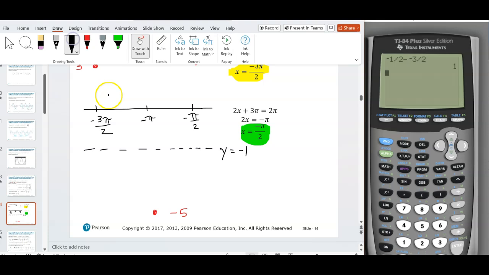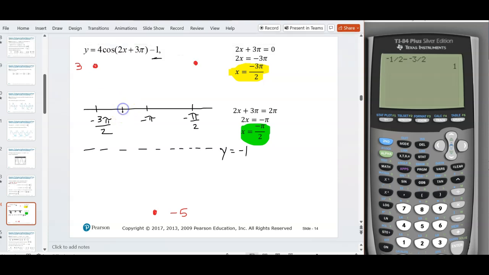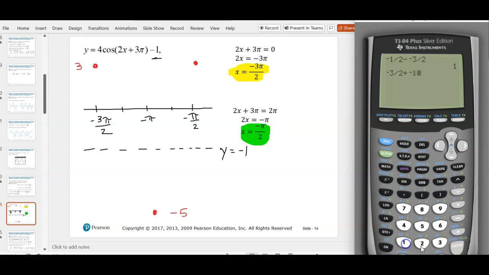Then we come up with the halfway points again. What's halfway between -3 halves and -1? So again, you can do it with your calculator. -3 halves, again, I'm ignoring the pi, plus -1, divide that by 2, that's the number in the middle. It's the average. Convert back into a fraction, stick the pi back in there. So -5 pi over 4.